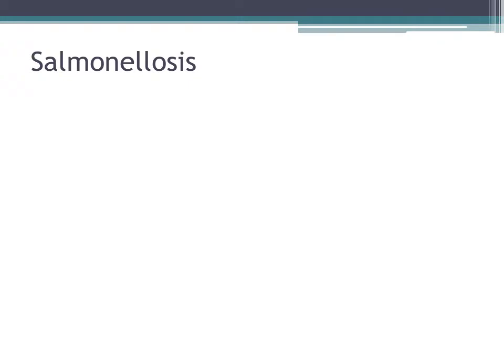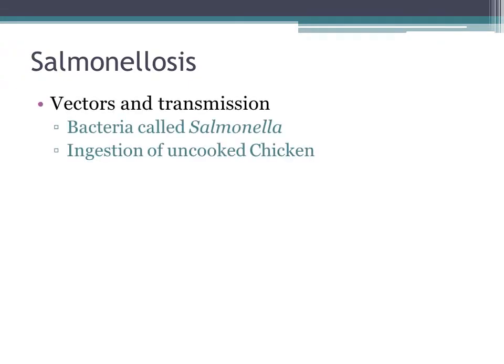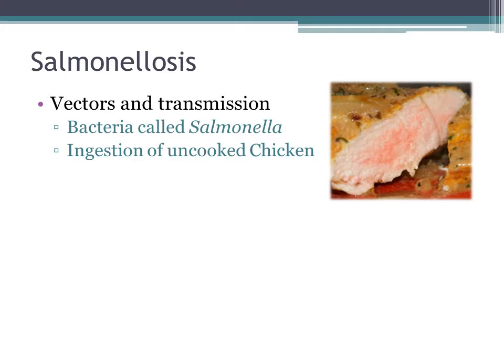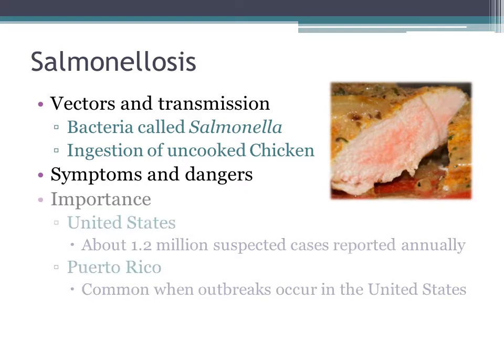Salmonellosis is caused by a bacteria called Salmonella, and it is commonly transmitted to humans by the ingestion of uncooked chicken, as in the picture. Patients often experience fever, diarrhea, abdominal pain, and other symptoms. If not treated, it may cause death, but this is not common.